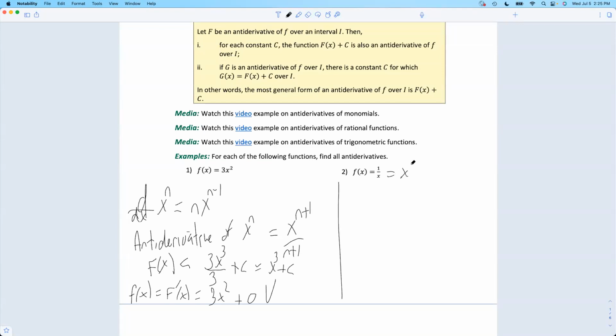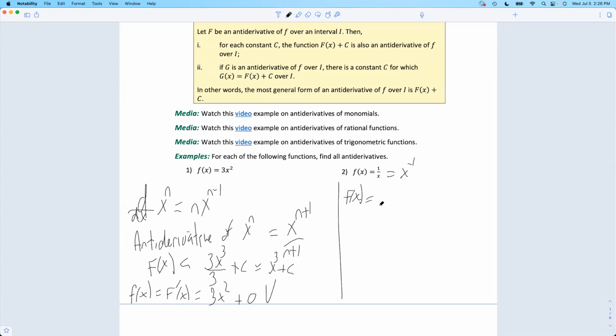Let's look at this one. I would write this as x to the negative 1 power. Or we could just think about this for a minute. Think about what function, when you take his derivative, do you get 1 over x? So we got to remember, we're not taking a derivative, we're thinking backwards. What function do we already have that when we take his derivative, we get 1 over x? That's natural log.